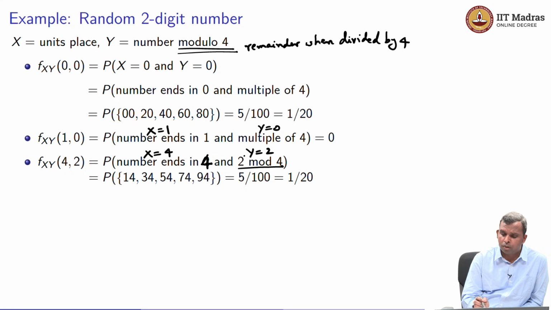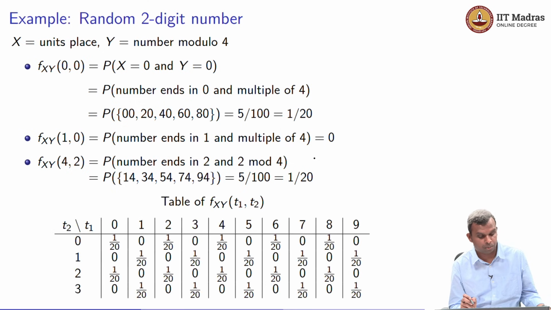So now you can look at all the numbers. If you want x equals 4 and y equals 2, 14 will satisfy that. So 04 clearly will not, since x is 4 but y is 0. If you go to 14, you will get that. X will be 4, it ends in 4, and you get a remainder of 2 when divided by 4. 34 will satisfy that, 54 will satisfy, 74, 94 will satisfy that. Again you get 5 by 100. It seems like the number is either 1 by 20 or 0. No other number is probably going to work, and that's true.